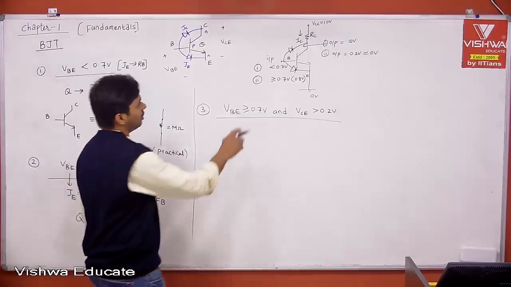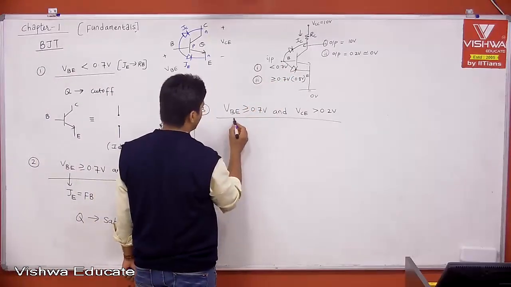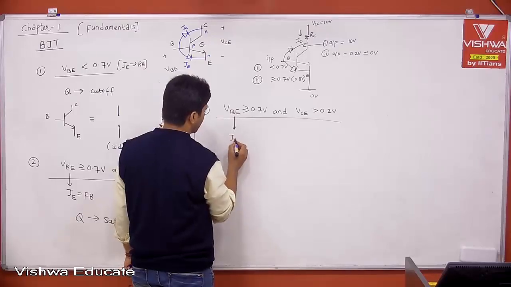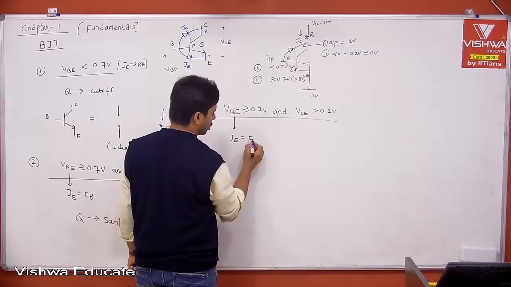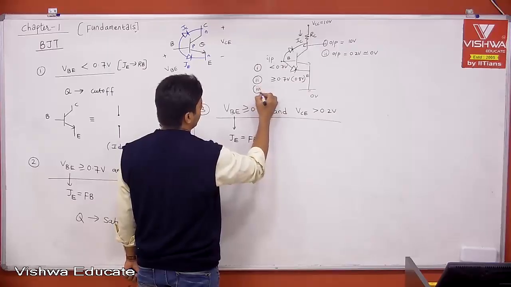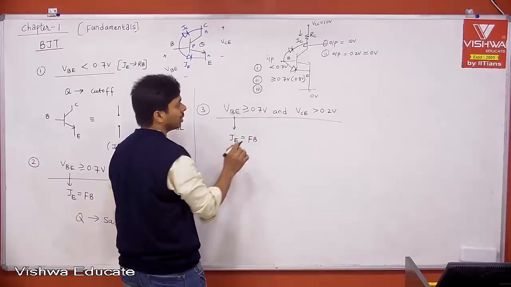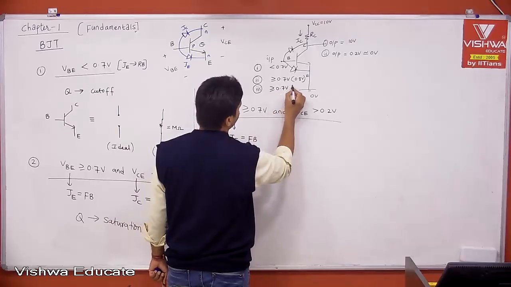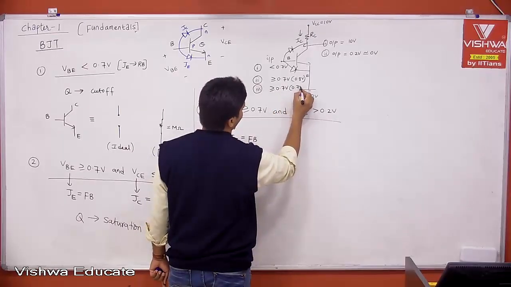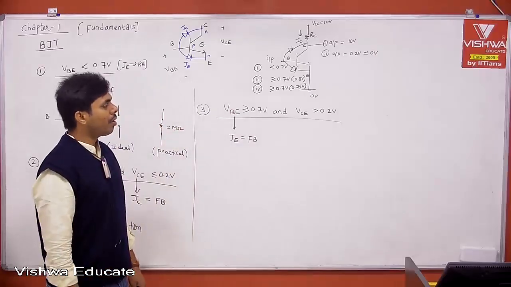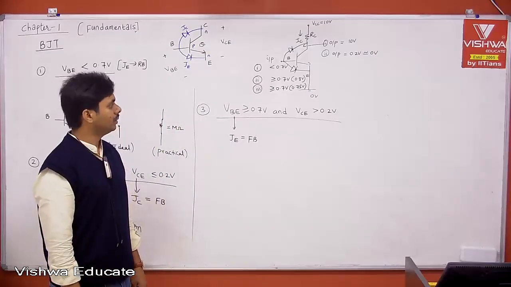Now, we know that when VBE is greater than or equal to 0.7, obviously, right, the emitter junction is in forward bias, that is true. Let me take the same and say this is Roman 3. Now this is greater than or equal to 0.7, let us say 0.75. I'm just giving you an example, 0.75.